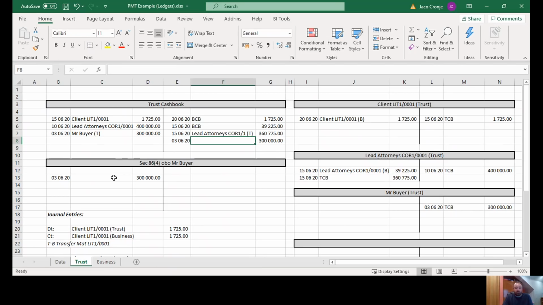So what is my description? Section 86(4) on behalf of Mr. Buyer. Exact description that I've named this account. And where does that come from? That comes from the TCB. Okay, that's step 1 done.